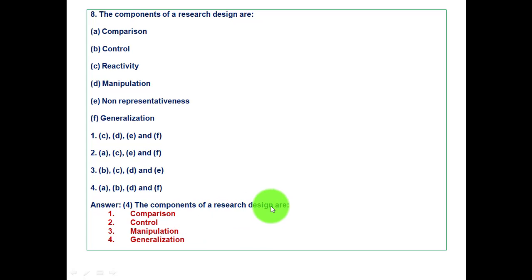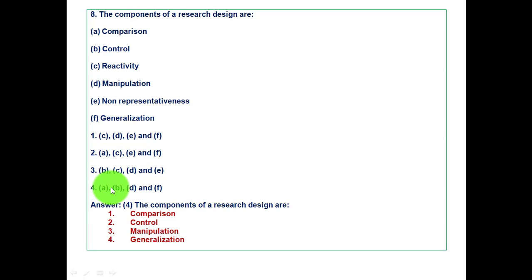So the components of a research design, always remember, comparison, of course it will be needed. You need to compare old methods and new methods. Okay, then only you will find the difference and loopholes. Then control. Okay, control of variables will be needed. Then manipulation of the variables will be needed, and then generalization of a basic theorem or basic finding will be needed.